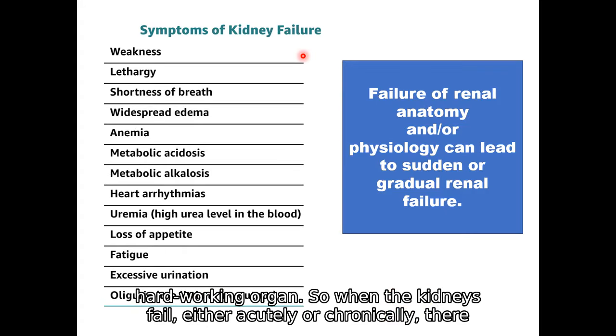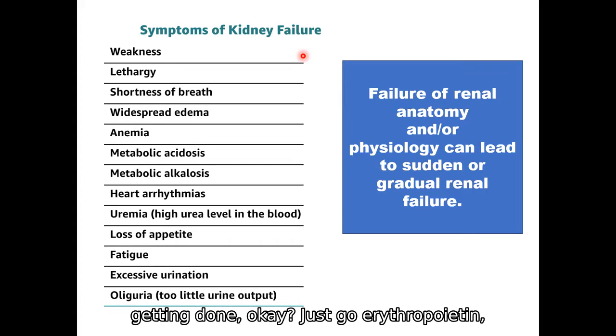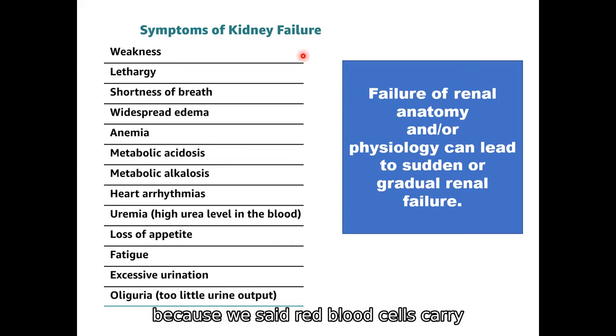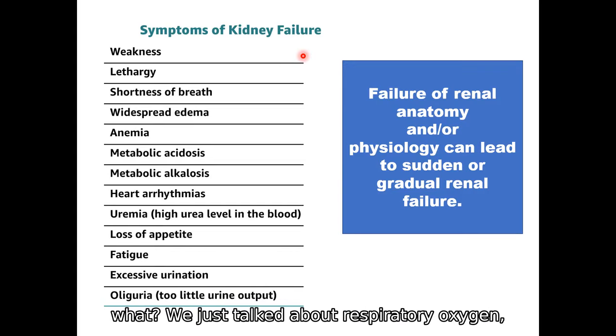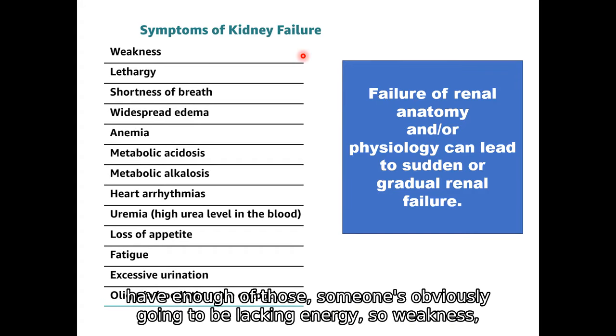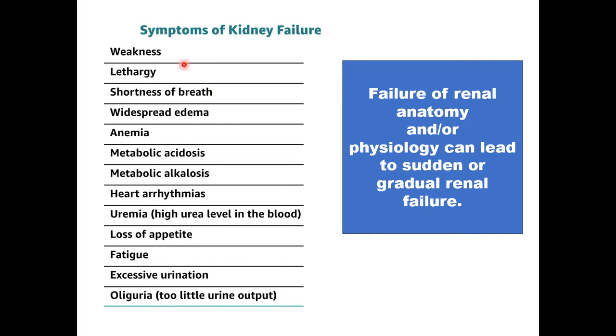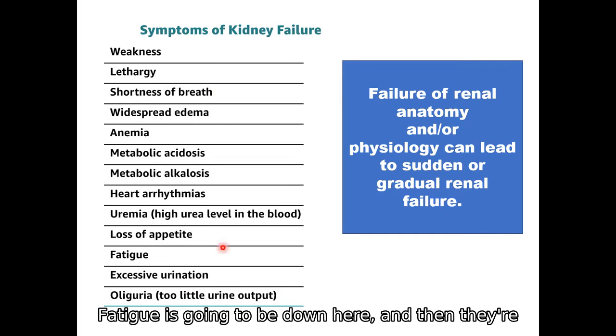So when the kidneys fail, either acutely or chronically, there is a list of symptoms that you're going to see based on those functions not getting done. Just go with erythropoietin, because we said red blood cells carry what? We just talked about respiratory. Oxygen, yes, and hemoglobin. So if we don't have enough of those, someone's obviously going to be lacking energy, so weakness, lethargy, and they can't carry oxygen, so you're going to get shortness of breath. Fatigue is going to be down here.